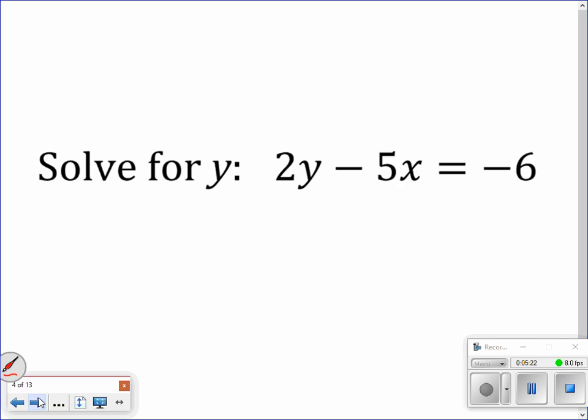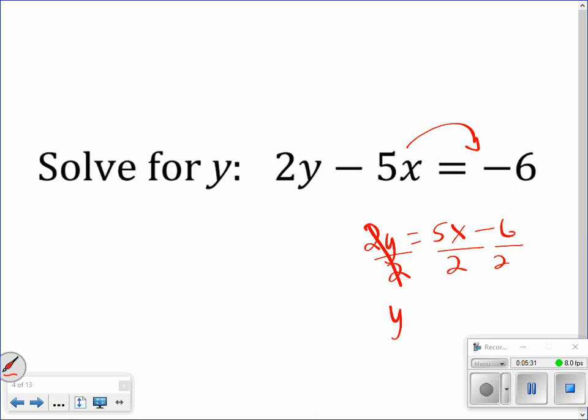In this problem, there's no way around it. I got to move the 5x over. So 2y equals 5x minus 6. Divide everything by 2. So I get y equals 5/2 x minus 3.